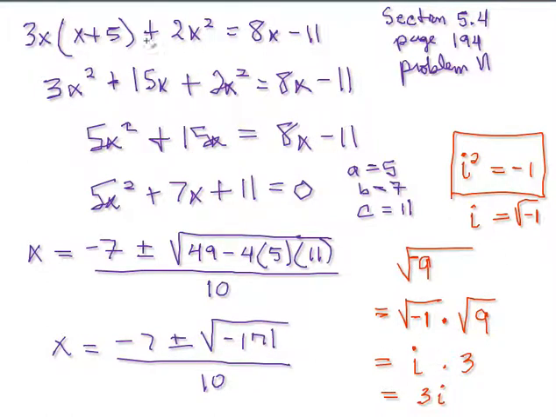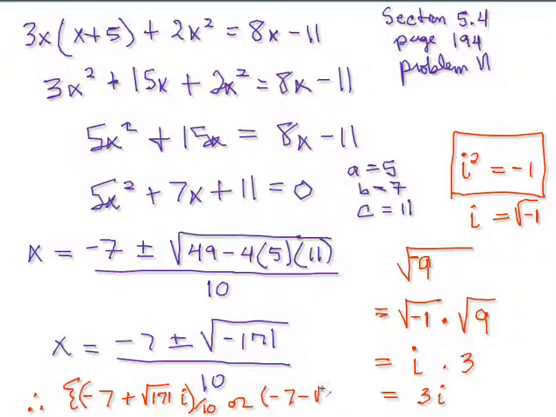So keeping all that in mind, the solution set is going to be negative 7 plus, well, how should we do this? Radical 171i, all of this divided by 10, or it's going to be negative 7 minus radical 171i, all that over 10. All right, so that's the solution set, and that is the first part of this problem.